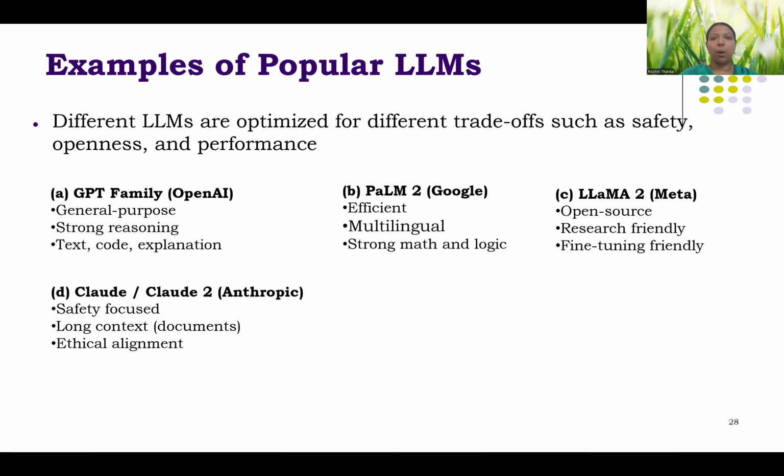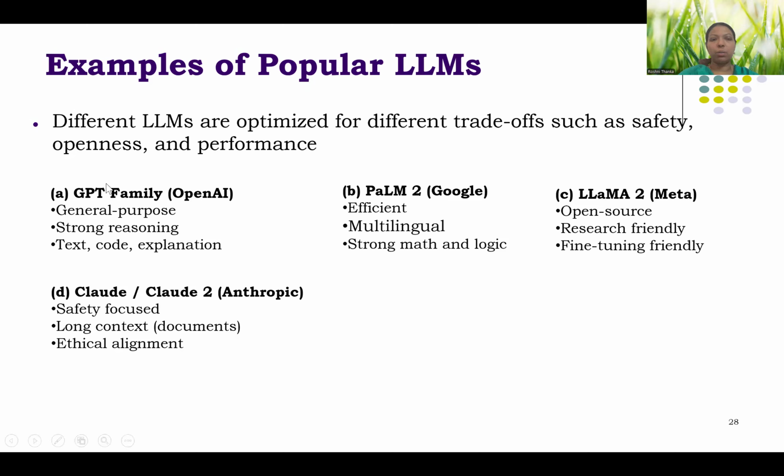So these are some of the popular LLMs which we have. There are many different kinds of LLMs. LLM means large language model. So text to text, we have text generation. We have many popular LLMs, and depending upon the need, we can use different LLMs.